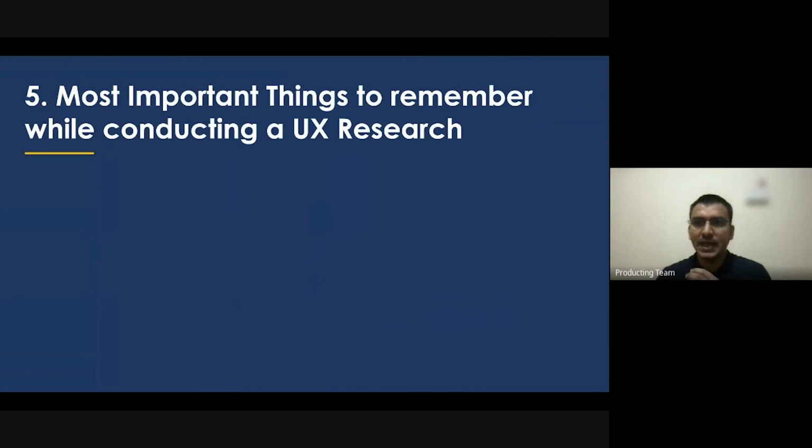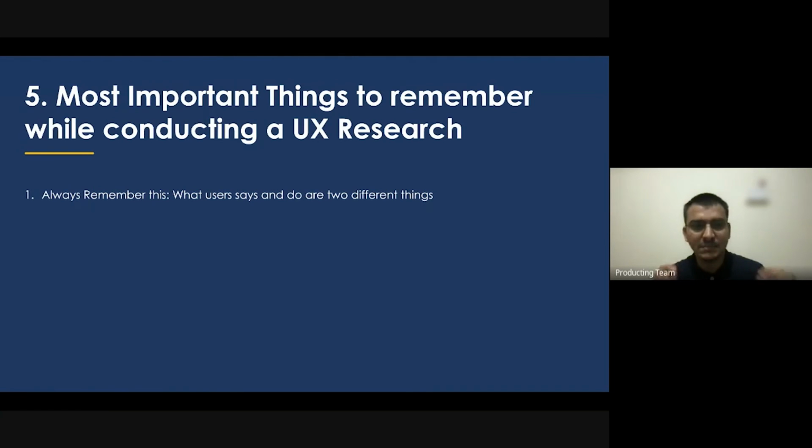Cool. Okay, so now the last part of this session is the most important things to remember while conducting user research. You have to be very careful while doing research. And why is that so? It's because you are interacting with a human, and humans are unpredictable. Okay, they are unpredictable. So these are the 5-6 things which you should always keep in mind while you're doing user research, so that you can ace the research part of it.